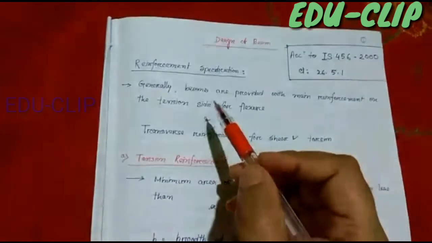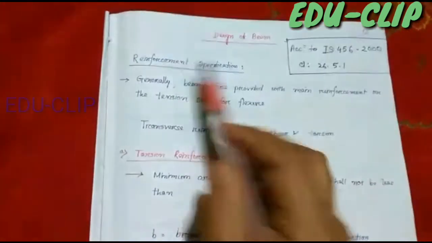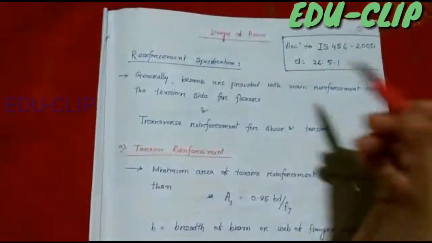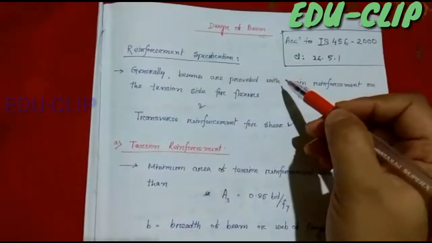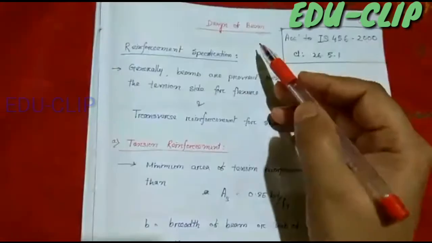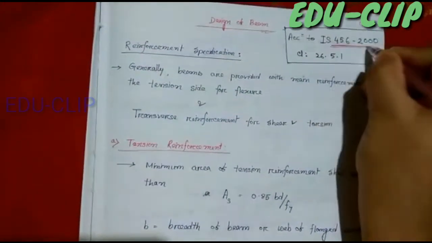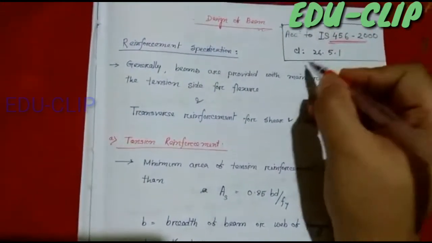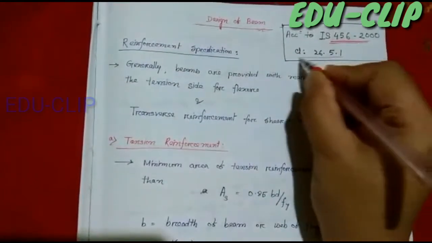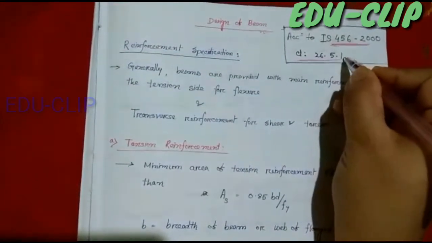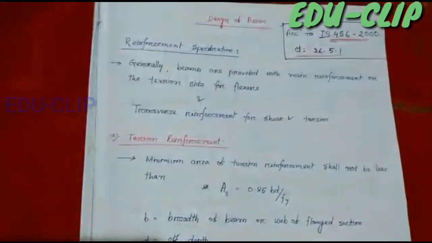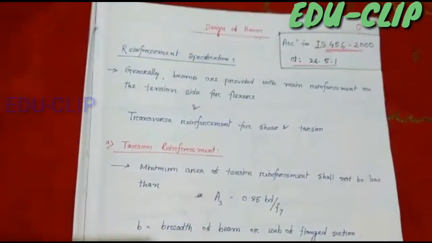Discuss about the design of the beam. Basically, we discussed today the reinforcement specification in beam design. So this specification for the beam design is according to IS 456 2000, in which clause number 26.5.1 describes all this specification.